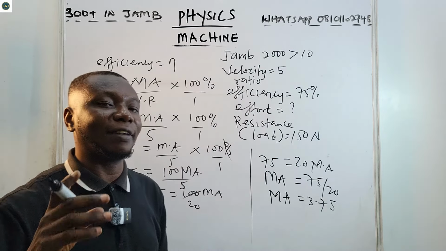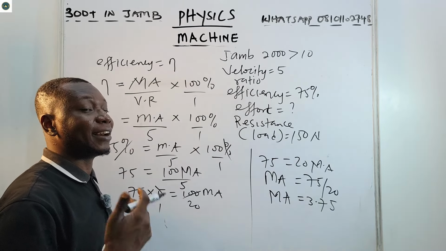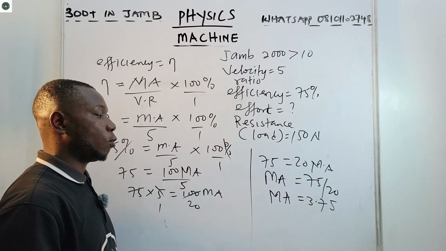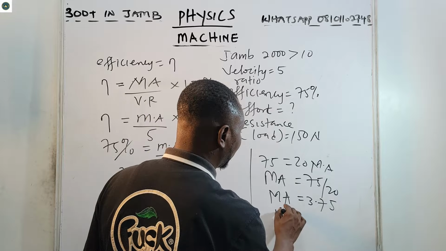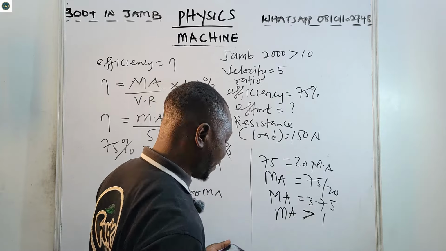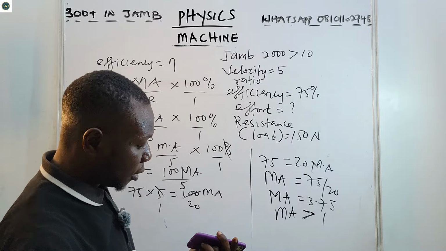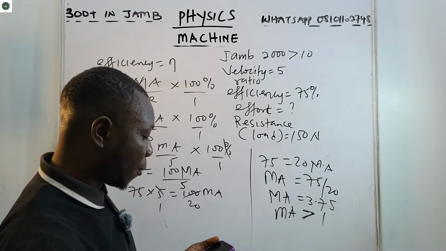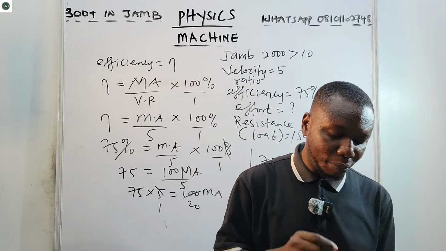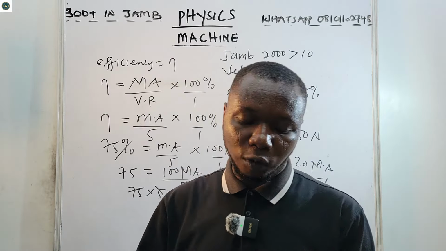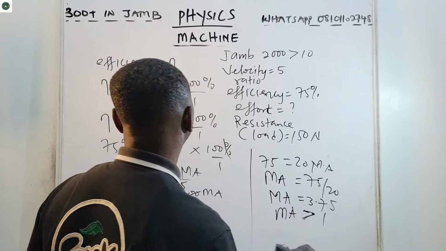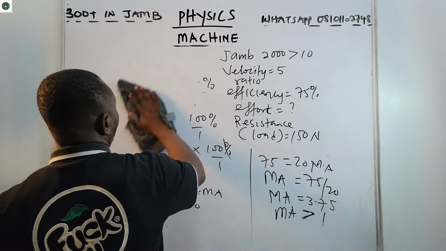So whenever mechanical advantage is greater than 1, that means there is a reduction in effort in lifting a load. Here 3.75 is greater than 1. Now, the question did not say we should look for mechanical advantage. The question says, what effort will be needed to lift a load of 150 Newton with the machine. So this is what we'll do.